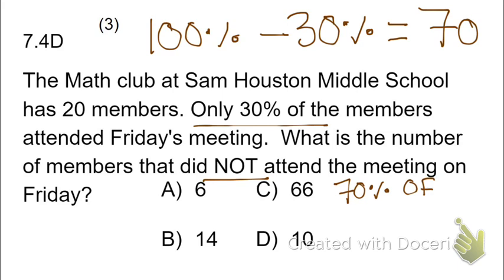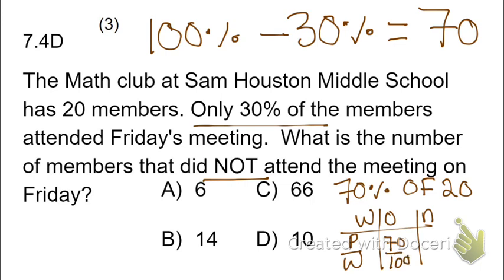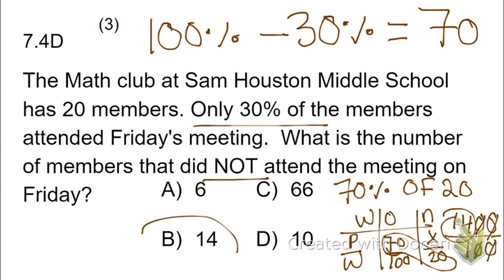And so two ways we can do this is we can set up a proportion. And we can solve for 70 over 100 equals x over 20. And we can cross multiply. 20 times 70 is 2 times 7 is 14, so that's 1,400. Divided by 100, cross out your common zeros, is just 14 members. That's one way you can solve it.